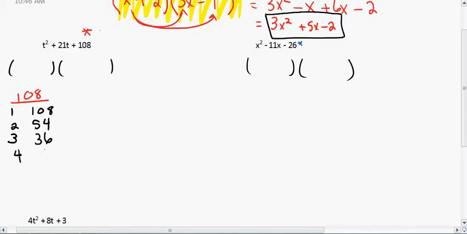Does 4 go into 108? Yes, it does. 4 times 27. 5 doesn't go into 108, right? It's not ending in a 0 or a 5. 6 does go into 108. 6 goes in 18 times. And 7 doesn't, 8 doesn't, but 9 does. 9 goes in 12 times.